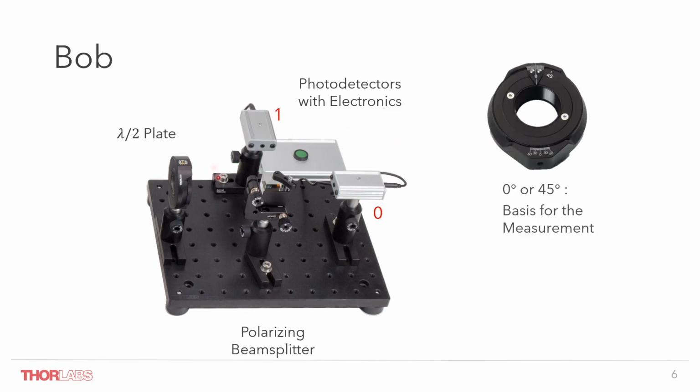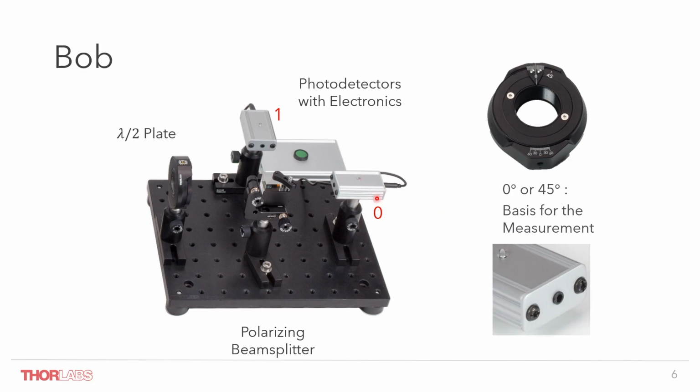Now the half-wave plate only has two settings, 0 degrees or 45 degrees. This is equivalent to the choice of the measurement basis. So if I'm choosing 0 degrees, then Bob is measuring in the plus basis. If Bob chooses 45 degrees, then he measures in the x basis.